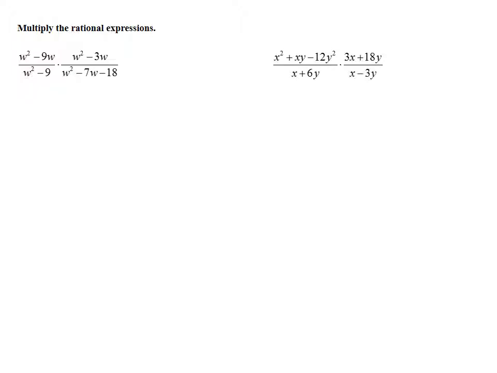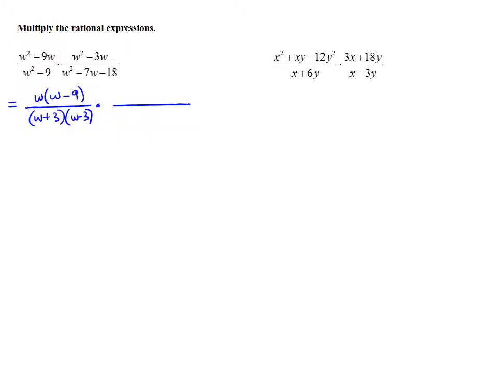I'll go ahead and work through these. First step, when you're multiplying rational expressions, factor. So we're going to factor the numerator and denominator in both of these initial fractions. W squared minus 9w has a common w in it. Factor that out and we'll get w minus 9 left in the parentheses. My denominator is w squared minus 9. That is a difference of squares. So we're going to have w plus 3 times w minus 3.